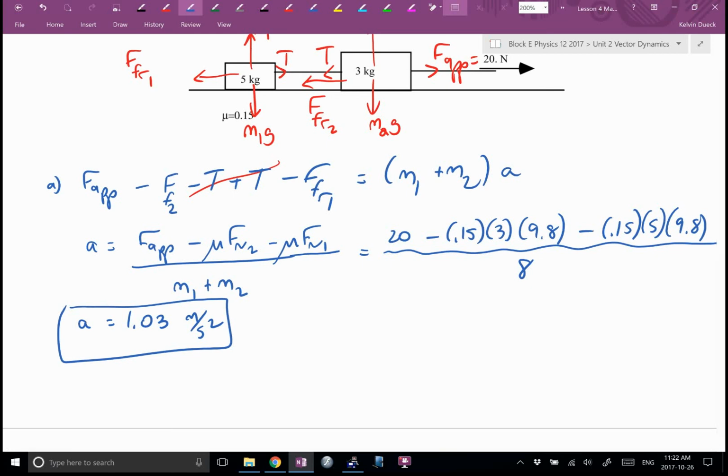We're not done. It said A, find the acceleration. What did it want us to find for part B? What would be the cleaner mass to use for part B to find tension? I think M1 slightly. So I'm going to use M1.